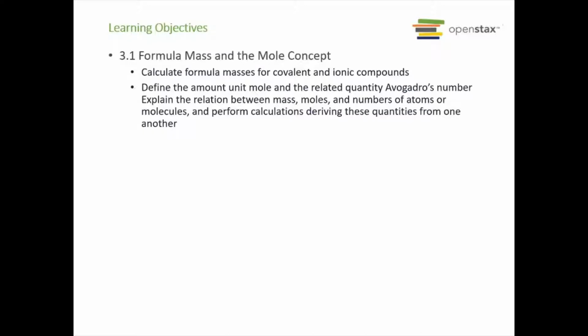So we're going to start with 3.1, formula mass and the mole concept. In this, we're going to calculate formula masses for covalent and ionic compounds and define the amount unit mole and the related quantity Avogadro's number, to explain the relation between mass, moles, and numbers of atoms or molecules, and perform calculations deriving these quantities from one another.